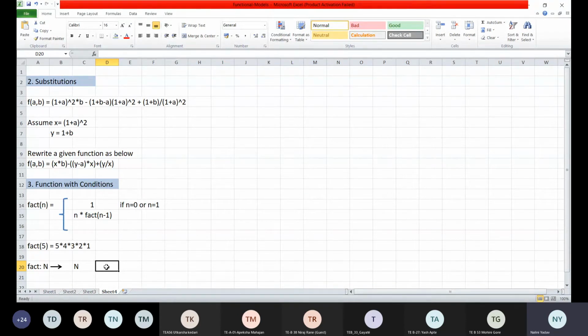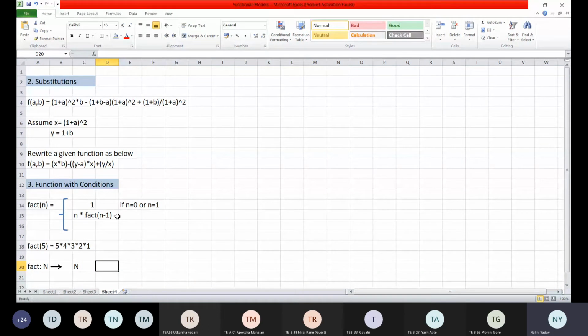Suppose we have a function of absolute. How do you define the absolute value of n? Absolute of n is equal to n if n is greater than 0. If it is equal to 0, then absolute of n will also be 0. And if it is less than 0, then that value will be minus n. So very simple. This is how I represent a function with conditions.